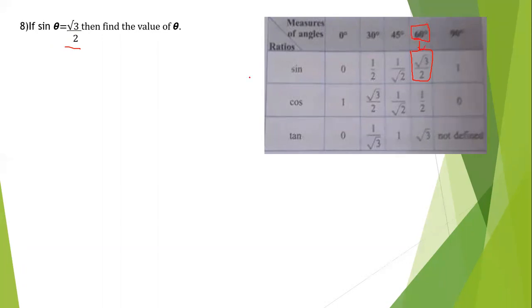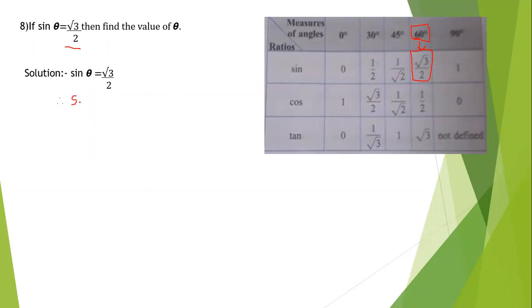So how are we going to write this? We will first write whatever is given to us. That is, sine theta is equal to root 3 upon 2. This is given to us, so we will write this same. Sine theta is equal to root 3 upon 2. In the next step, we will write the value of this theta, which we got from the table. It is what? 60.